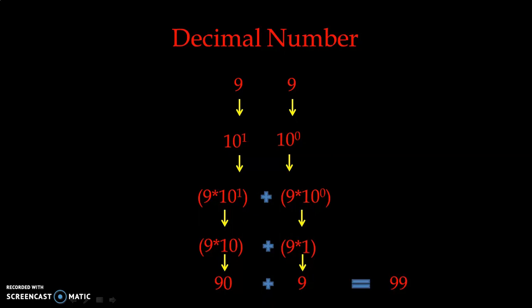Again if we do the addition, so it is 90 plus 9, so it is 99. So this way we can calculate any values in decimal number system. And the same system will apply in binary number also. So you can practice on your own with any decimal number, and then you can go counting like this. But if you have understood the decimal number position system very well, then it is very easy for you to go for binary number system.